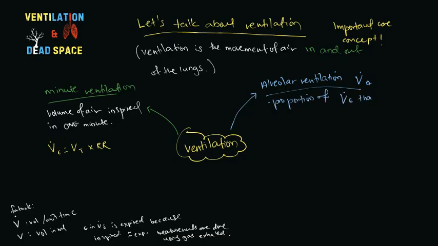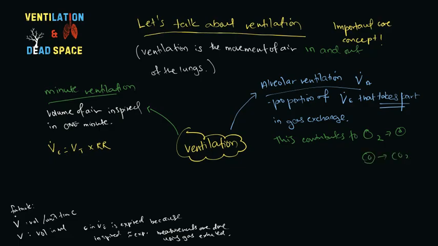The next type of ventilation, which is the more important ventilation, is alveolar ventilation. It is the proportion of minute ventilation that actually takes part in gas exchange. This portion of ventilation is the one that contributes to oxygen moving into the blood and carbon dioxide diffusing out of the blood. It can be written mathematically as alveolar ventilation is equal to alveolar volume times respiratory rate. And if you remember, the formula for alveolar volume is tidal volume minus what is not necessary, which is the dead space, and times this with respiratory rate, and you get alveolar ventilation.